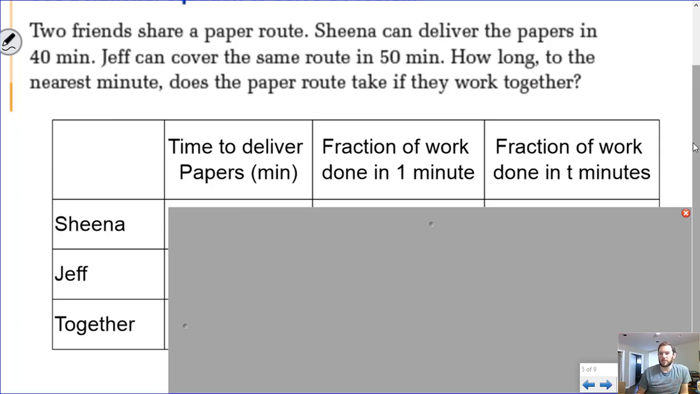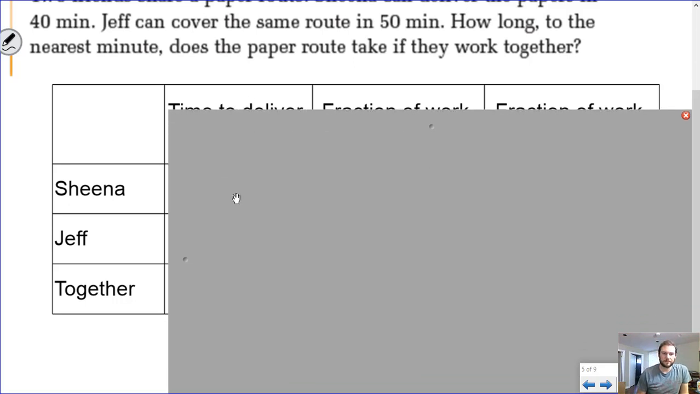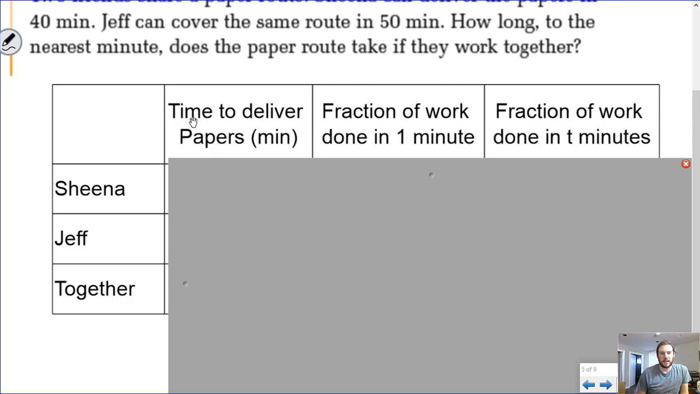What I suggest is, when you're presented with a question like this, make a table. Make a table where you have this information separated and divided in a really visible manner. First off, how long does it take each of these people to deliver papers? We know Sheena takes 40 minutes. We know Jeff takes 50 minutes. And the bottom part here, the together, that's what we're trying to solve for.